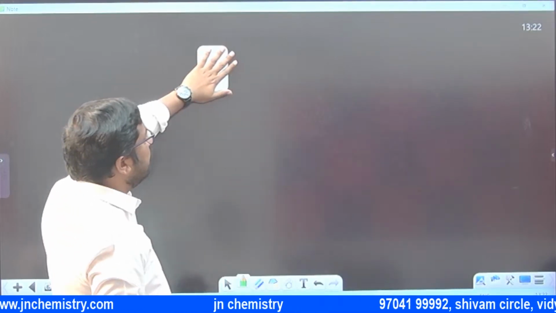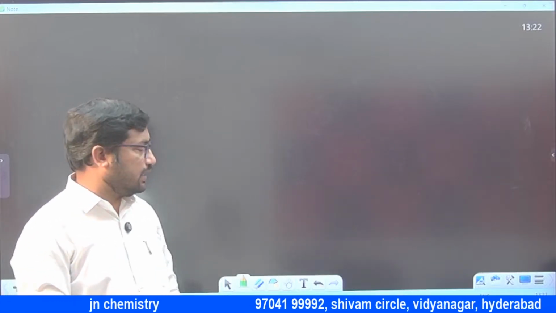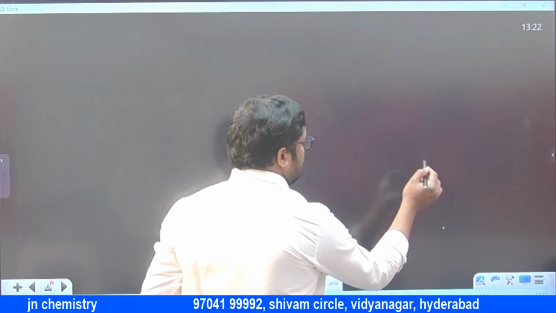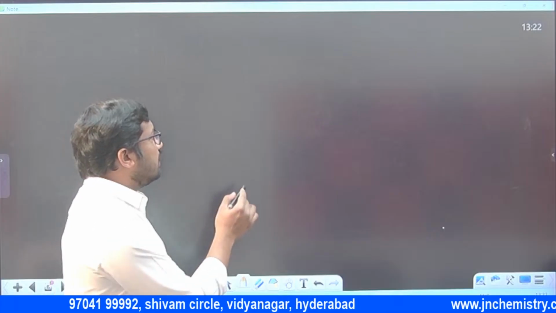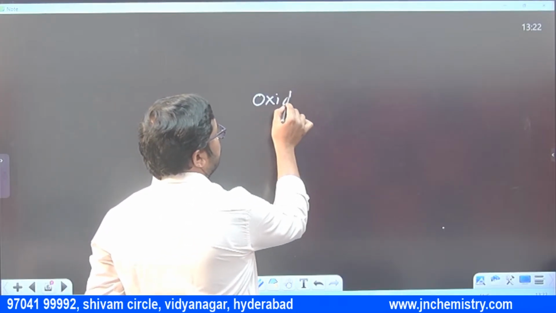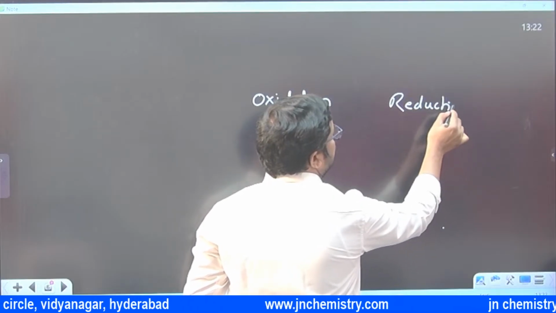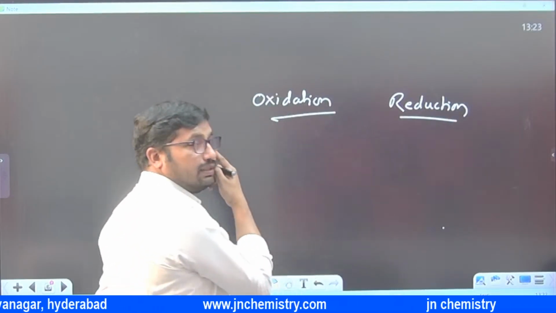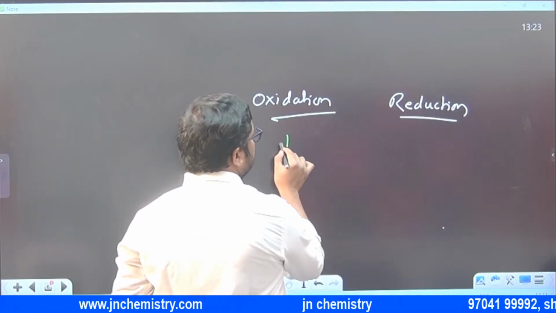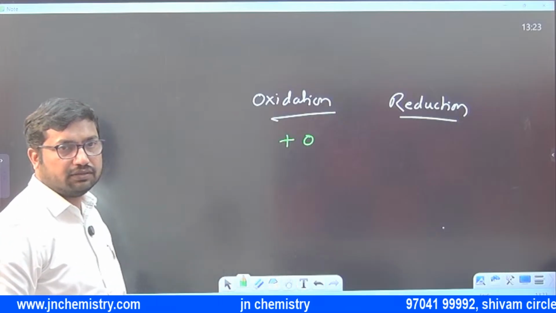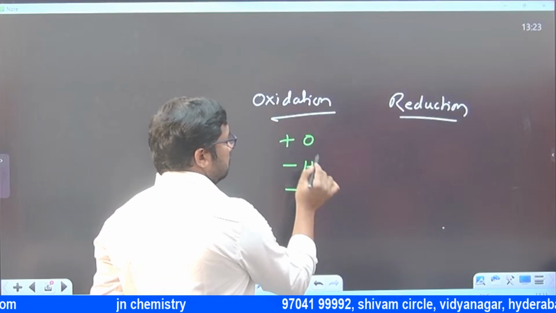So before going to it, why we need to study electrochemistry, how they are asking the question, what we will discuss in this electrochemistry, right? First, we need to know oxidation and reduction. Oxidation, basic definitions are enough. Oxidation means addition of oxygen, loss of hydrogen, loss of electron.